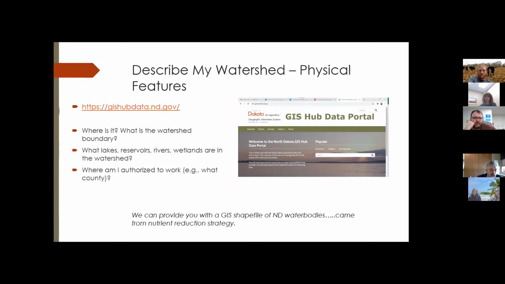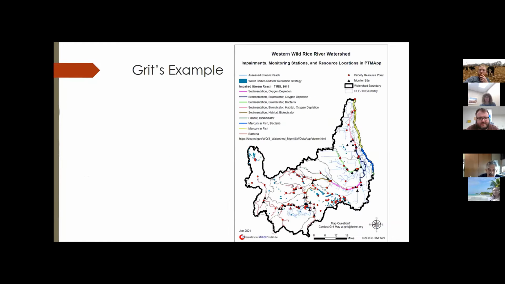And then lastly, when you're thinking about describing your watershed, most of you are authorized only to work in a small portion of that watershed or some subset of the watershed, typically your county boundary. So in terms of describing the physical features of your watershed, this is the kind of information that you want to use to describe where's my project, where's my watershed area, and then where's my county, because ultimately we're going to have to prioritize water bodies that you're going to work in by your county, because that's where you're authorized to work. So this is an example that I put up into the shared folder that Grit created for me for describing the watershed.